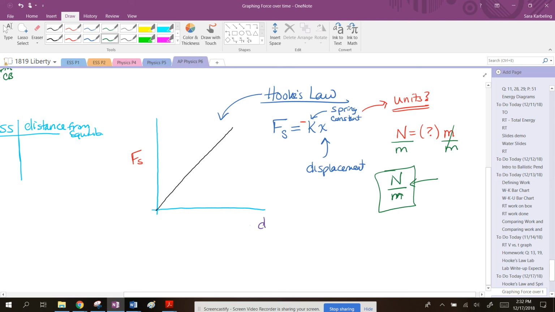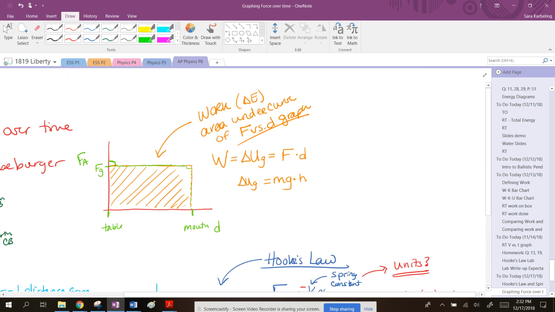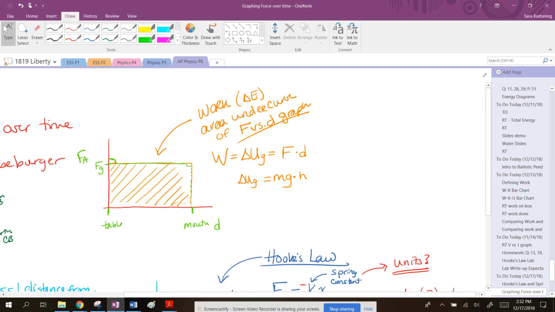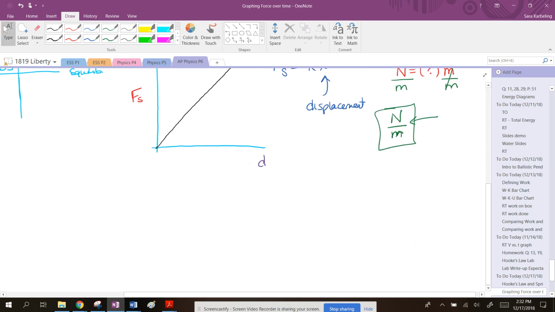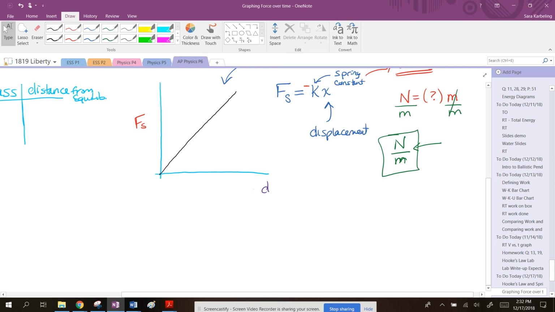That means I have to be doing work, because I'm adding energy to the system, and that energy happens to be spring potential energy. If I want to find out how much energy there is, I need to find out how much work I've done. I need to find out the area under the curve. So let's do it. We're going to find the area under the curve. So what kind of a shape am I going to have this time? A triangle. Oh, cute. All right, here it comes.